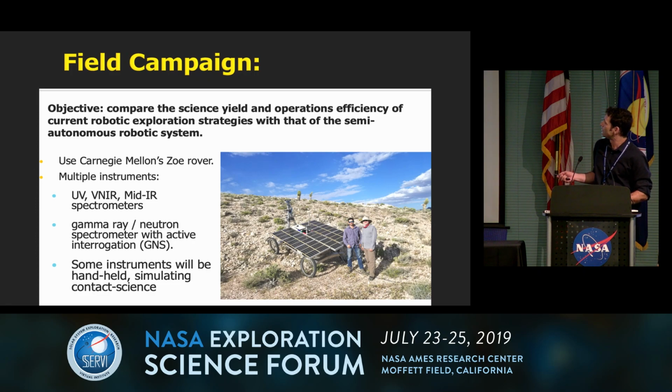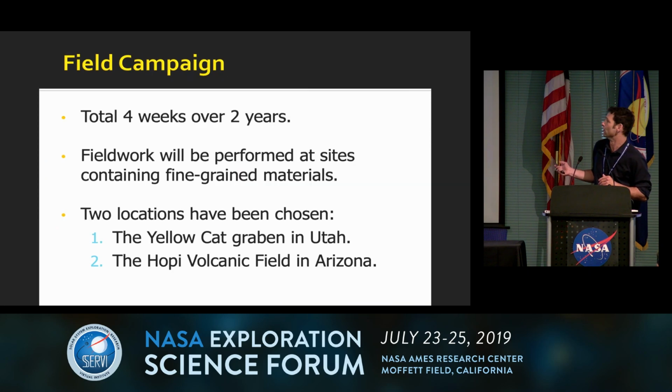So in the field campaign, basically, we're going to use spectrometers from the UV to the mid-infrared and a gamma ray and neutron spectrometer with active interrogation. The rover we're going to use is called Zoe from Carnegie Mellon, which is pictured here. It's very capable. Anywhere a mountain bike can go, this rover can go. We have about 4 weeks total over 2 years to go in field sites.